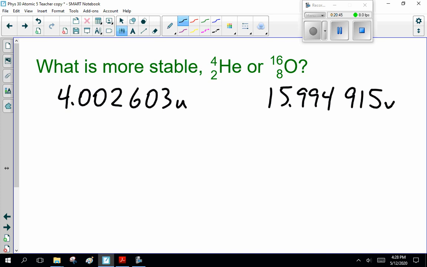And yeah, you're supposed to. Now, I want you to figure out 4-2 helium, 2 protons, 2 neutrons, what's the actual mass, or what the theoretical mass is. Actually, I can do that right now. 2 protons, 2 neutrons. Now, as I said earlier, a proton is 1.00736, so that is 2 times 1.00736.